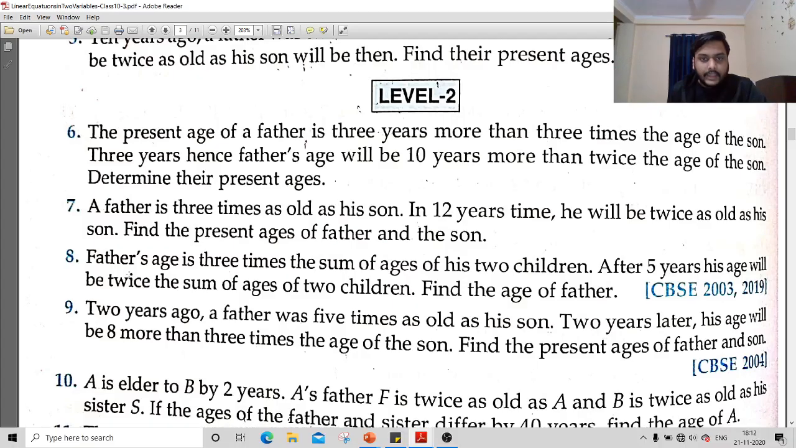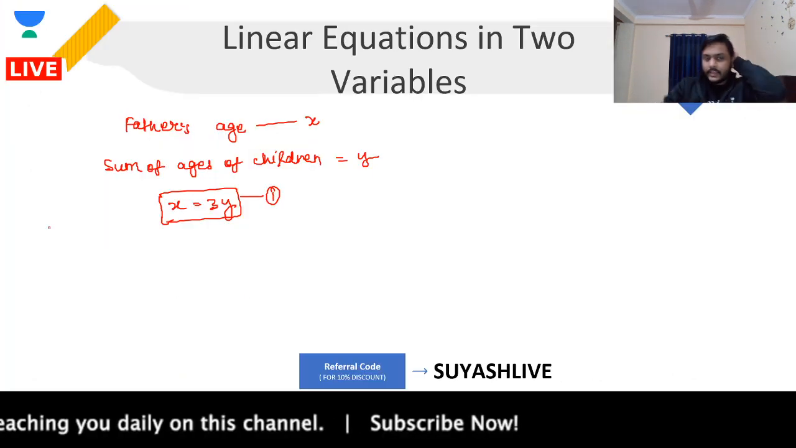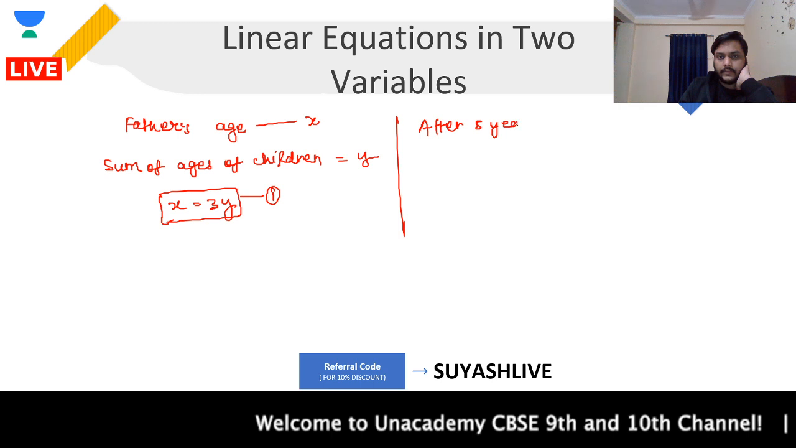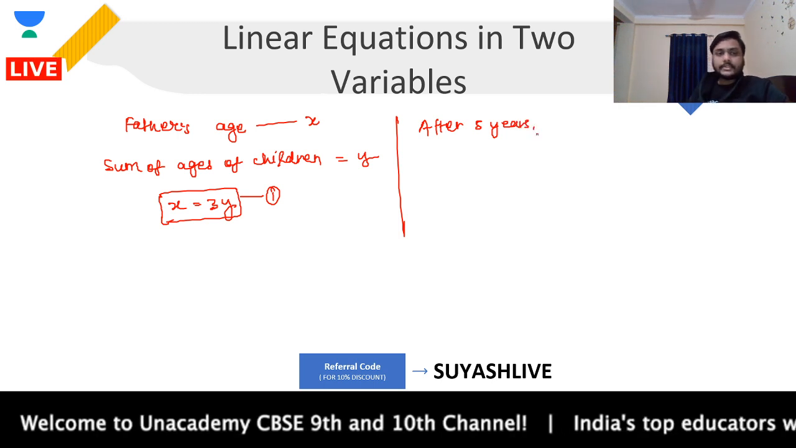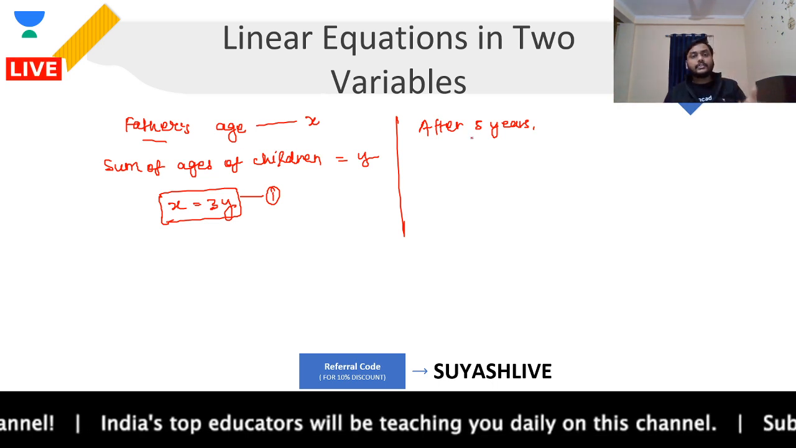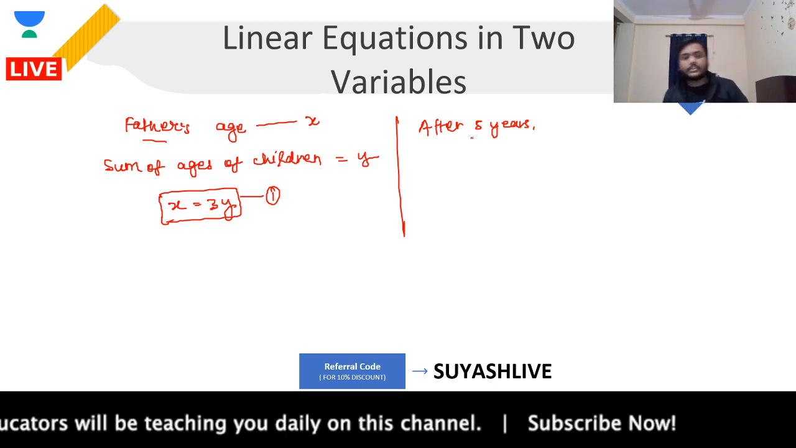Now, I can also talk about the second condition, that after 5 years his age will be twice the sum of the ages of children. Now understand. After 5 years his age will be twice the sum of ages of two children. Here a small mistake happens. We are talking about after 5 years. So after 5 years his age will be twice. First and foremost, I need to find what will be the age of father after 5 years and what will be the sum of ages of children.